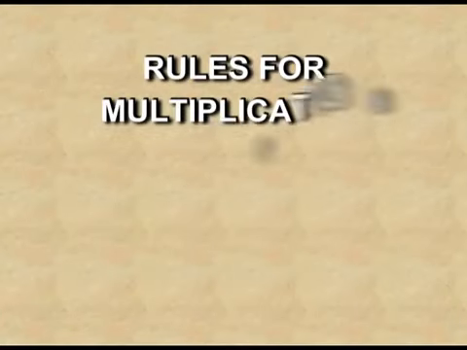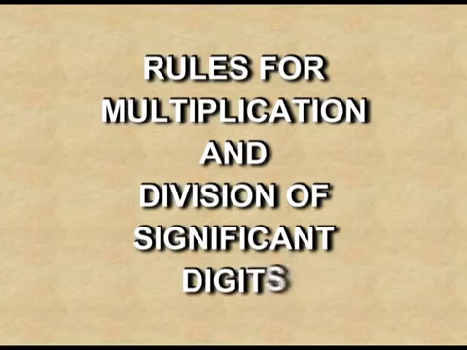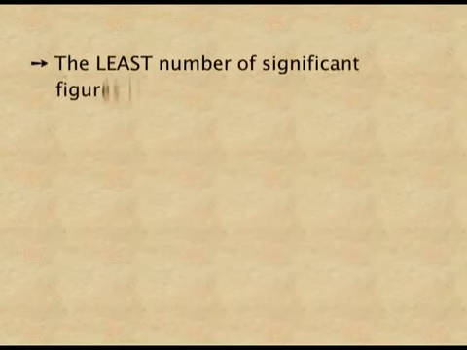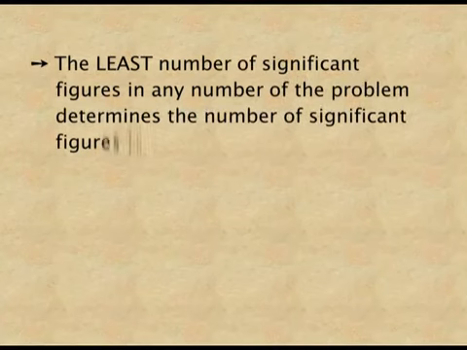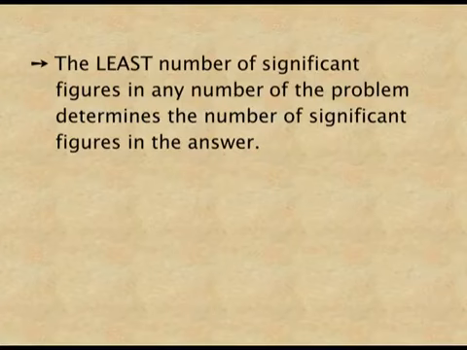Rules for multiplication and division of significant digits. The least number of significant figures in any number of the problem determines the number of significant figures in the answer. That is, for the numbers we are multiplying or dividing, our answer should have only as many significant figures as the number with the minimum number of significant figures.